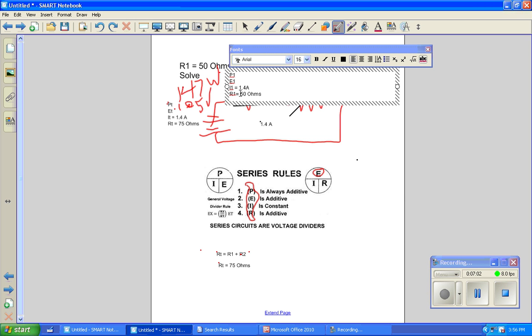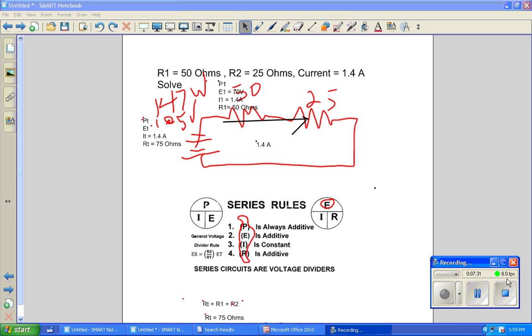So we can multiply our 1.4 times 50. And you're right, we get 70 volts. So our voltage drop across resistor 1 is 70 volts. I'm multiplying, just like down here, R times I. Let me hit pause a second. Oh, wrong button. All right, so we've found the voltage drop across resistor 1. Now let's do the same thing for resistor 2.